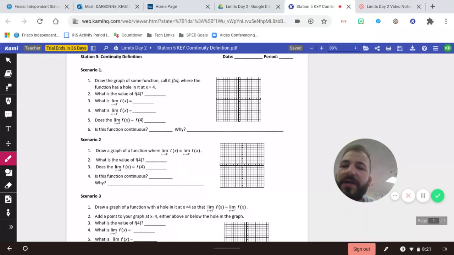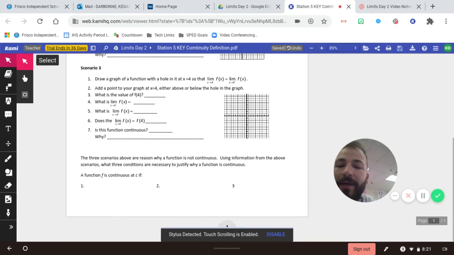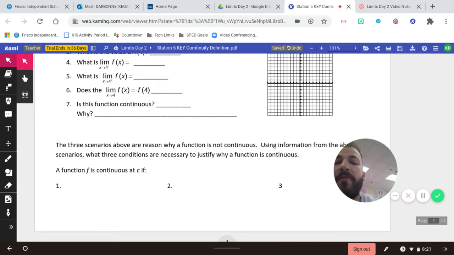Alright, y'all. So we are going to be talking about Station 5. Station 5 is going to be exploring that continuity definition. I'm going to go through these three scenarios with you, and then at the end, I'm going to let y'all come up with those three things that make a function continuous. Now remember, they're the same things we went over in the notes, so hopefully you remember from the notes.